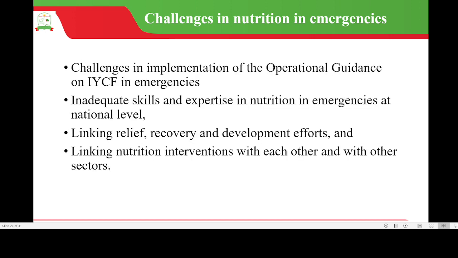There are also challenges in implementation of the operational guidance on IYCF in emergencies. Then inadequate skills and expertise in nutrition in emergencies at national level. Then linking the relief, recovery and development efforts, and also linking nutrition interventions with each other and with other sectors, has been a big challenge.